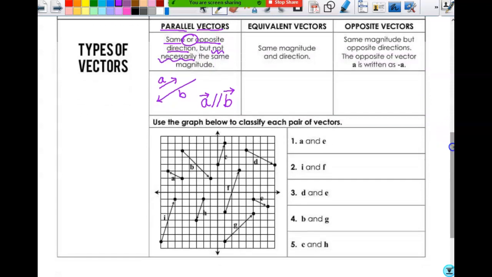Equivalent vectors have the same magnitude and direction. So these would look like this. We're not going to measure, but just do your best to make them look right. This is M, this is N. So we can say vector M is equal to vector N.